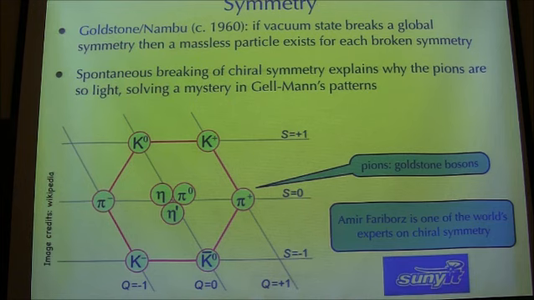It makes them anomalously light. They're not perfectly massless because the symmetry is explicitly broken as well as spontaneously broken. So it's a bit of a long story, but essentially the idea is that symmetry breaking explains why these things are light. And Amir is one of the world's experts on this chiral symmetry.